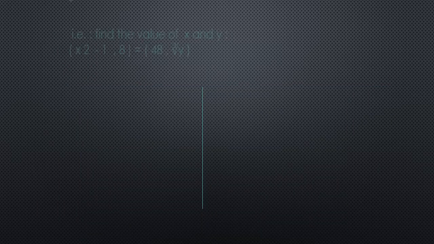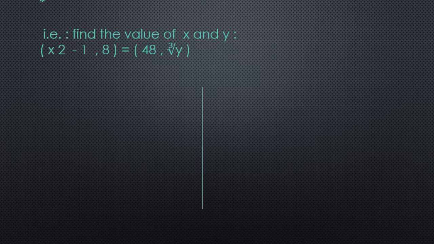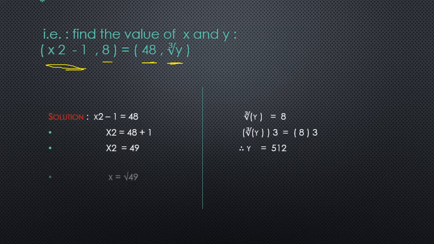Exercise. Find the value of x and y if the ordered pair (x squared minus 1, 8) equals the ordered pair (48, cube root of y). We split the page and put on the left side x squared minus 1 equals 48. The first projection of the first ordered pair equals the first projection of the second ordered pair. It will be the equation x squared minus 1 equals 48.